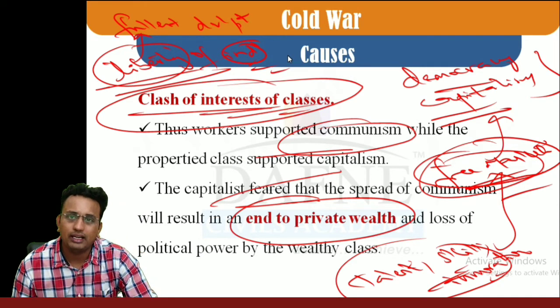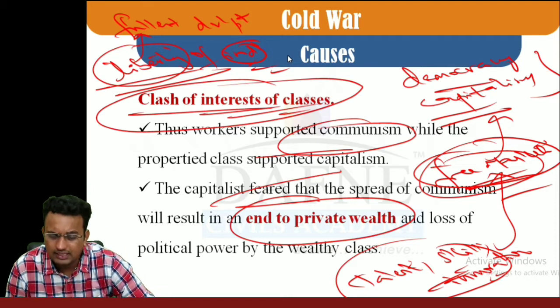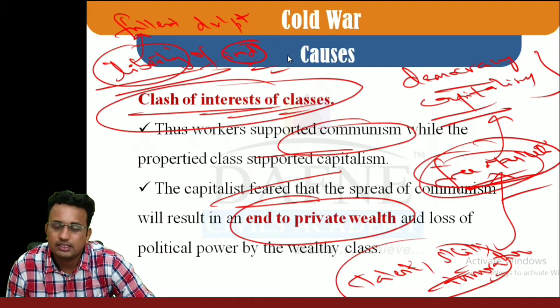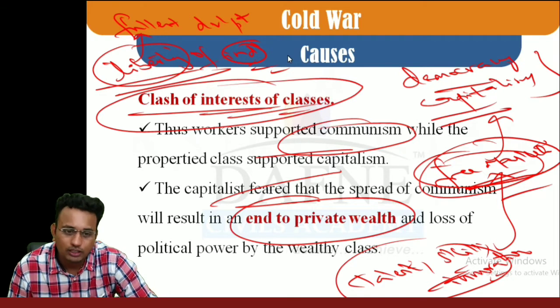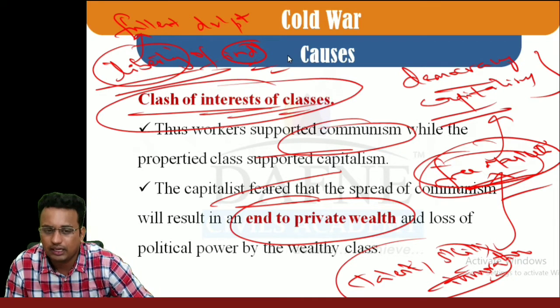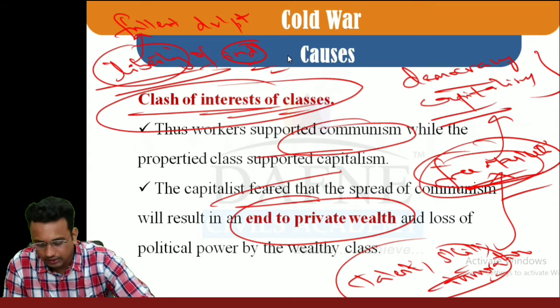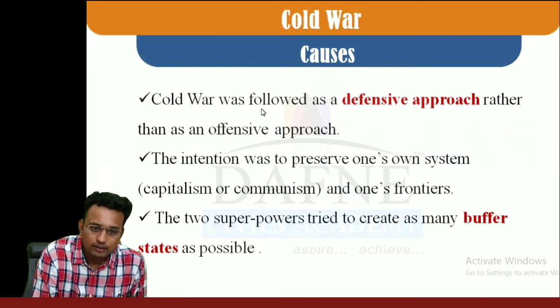In China, you had many times a lot of clashes. There was the Tiananmen Square incident, the Tiananmen Square massacre, where they were asking for democracy. You can see the Arab Spring too. It was for democratic movements. A lot of democratic movements did happen. Okay, next, Cold War was followed.